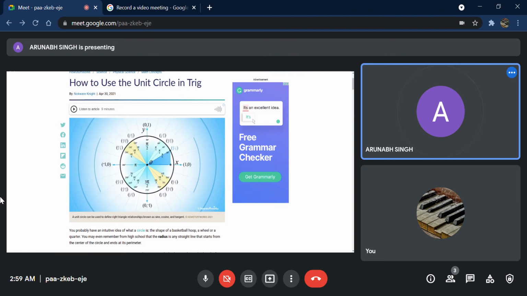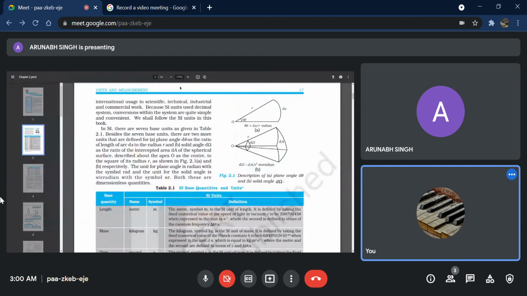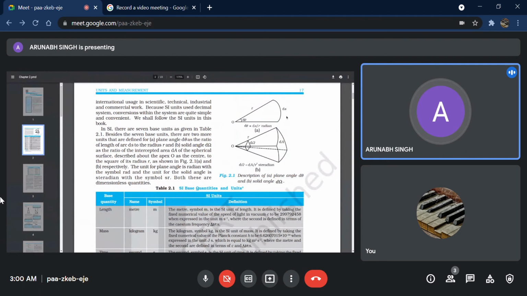Okay. So, let's look into this now. This figure: d theta equal to ds by r radian. Can you explain this formula using what we did right now, like taking that reference?